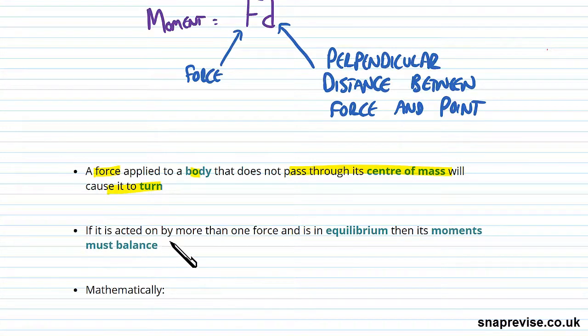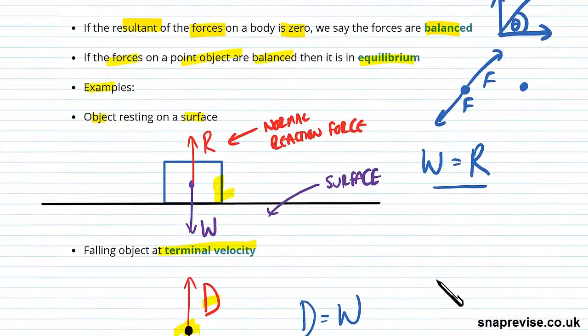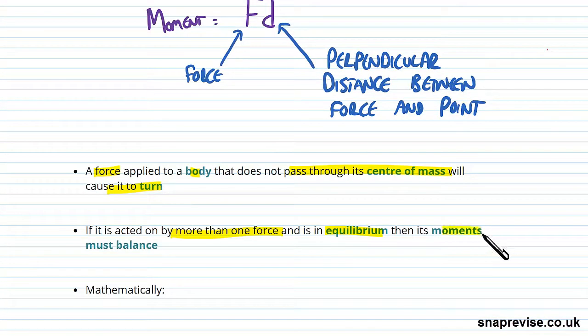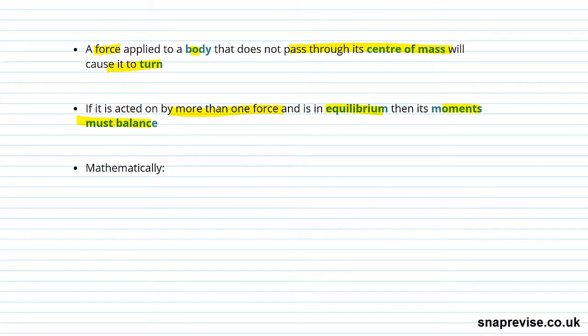So if it's acted on by more than one force and it's in equilibrium, then just like before with these forces where the forces must balance, we must also have that its moments must balance if it's in equilibrium. What does that mean mathematically? Well, there's a number of ways of doing this. That's that the sum of its moments is 0, where we define clockwise and anti-clockwise with opposite signs.